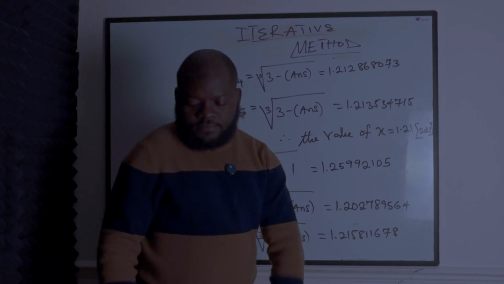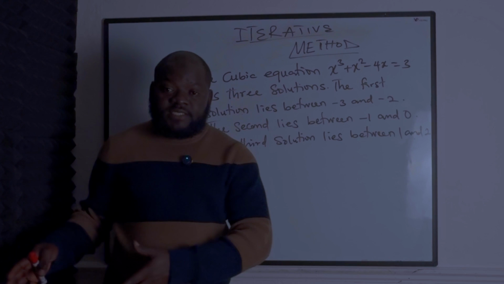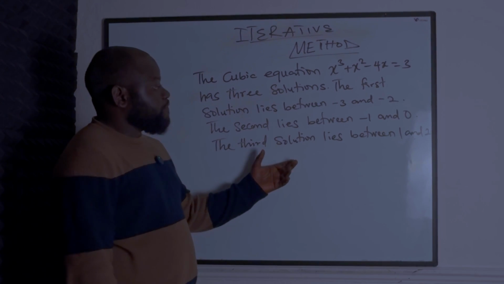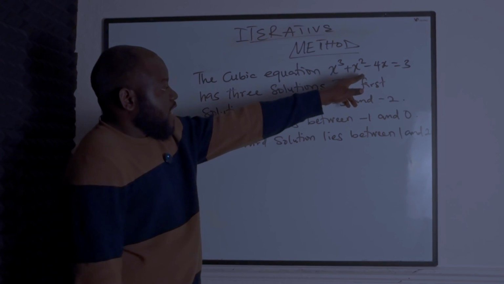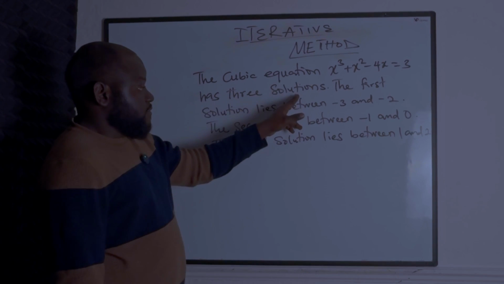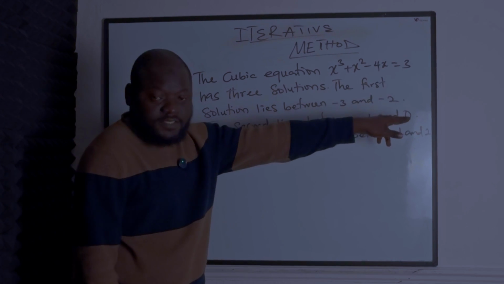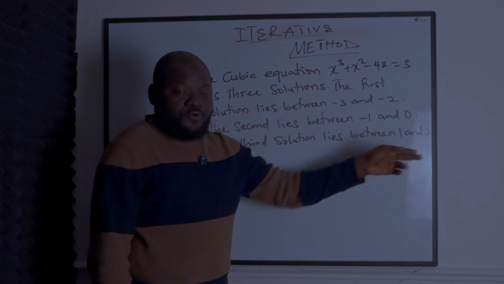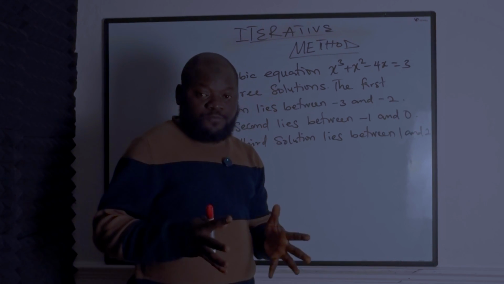Can we? Good. Now, this is another pattern other than the one that we started with. If you look at this pattern of question that we have here, you can see that the cubic equation x cubed plus x squared minus 4x equals 3 has 3 solutions. The first solution lies between minus 3 and minus 2. The second solution lies between minus 1 and 0. And the third solution lies between 1 and 2.